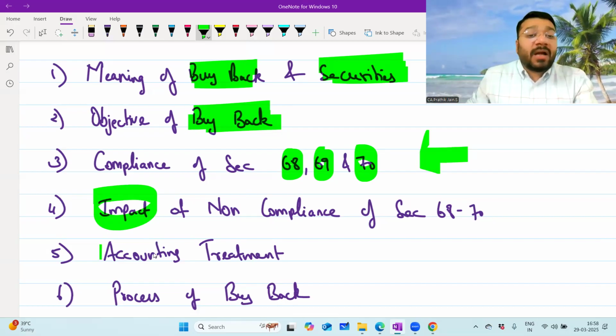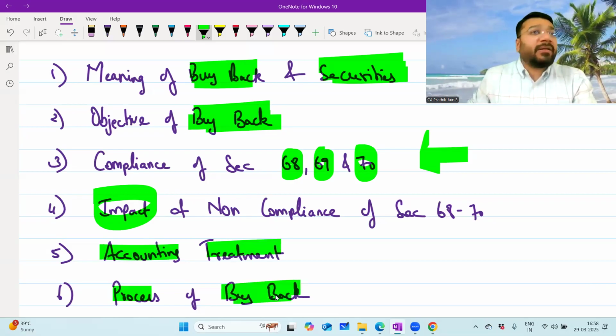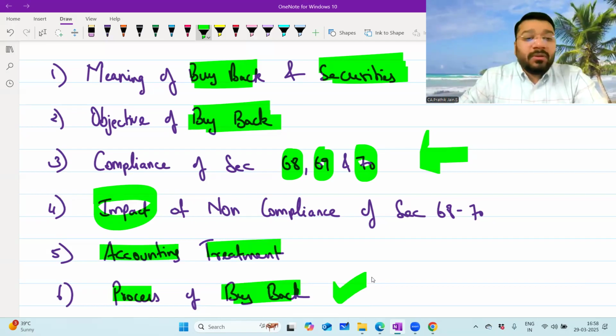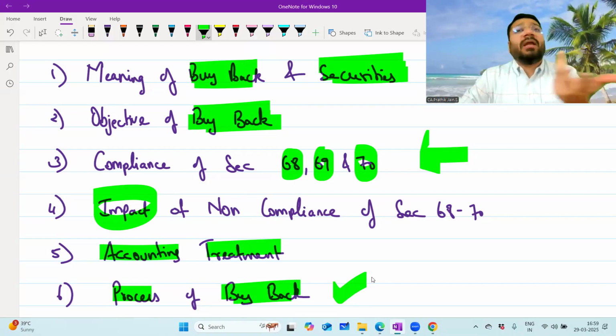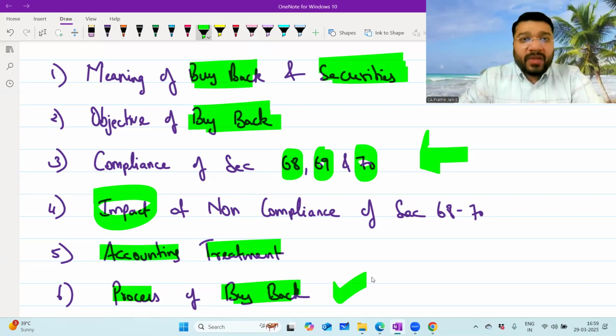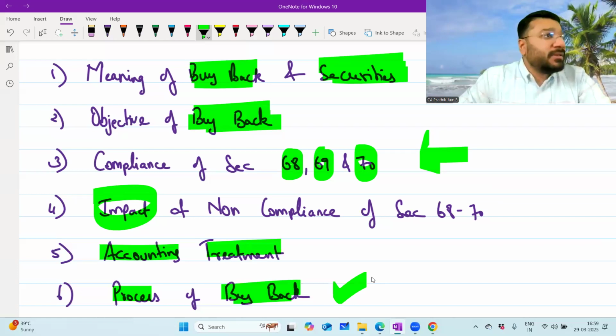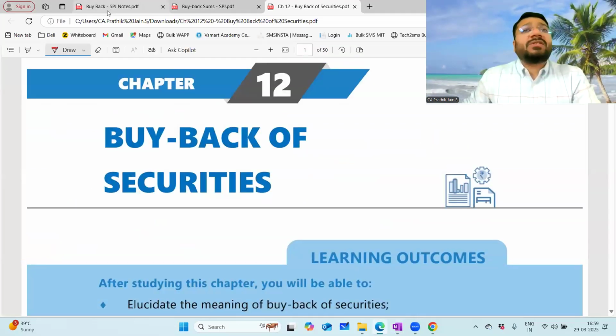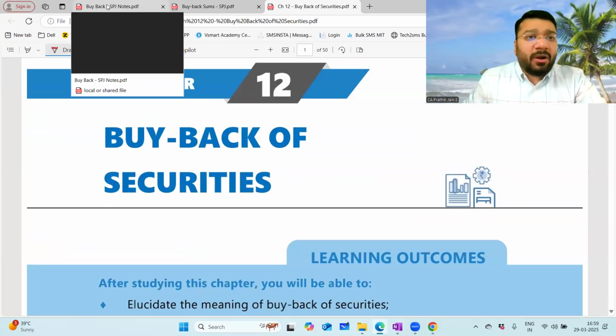Then we'll understand the accounting treatment for the buyback and the process of buyback. The process of buyback we'll discuss elaborately again in law, but here we'll also skim through it. Finally, there are a few other small topics that we have to discuss. So this is the whole and soul of this chapter. Can we start? A very simple topic, not very complicated.